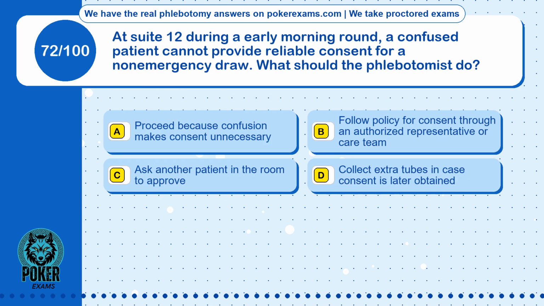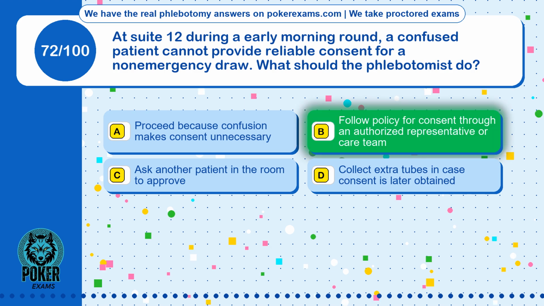Question 72. At Suite 12 during an early morning round, a confused patient cannot provide reliable consent for a non-emergency draw. What should the phlebotomist do? Option A. Proceed because confusion makes consent unnecessary. Option B. Follow policy for consent through an authorized representative or care team. Option C. Ask another patient in the room to approve. Option D. Collect extra tubes in case consent is later obtained.